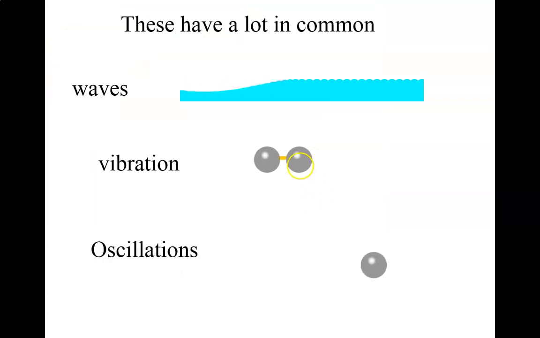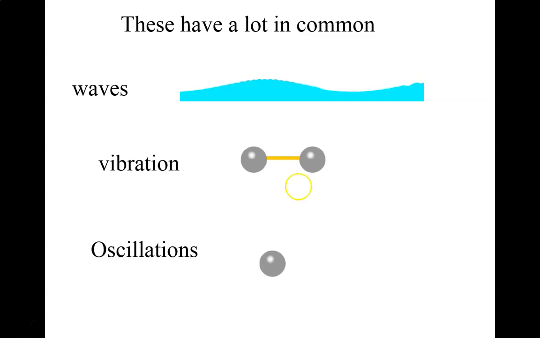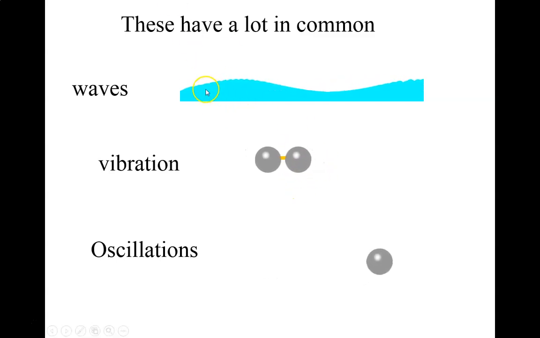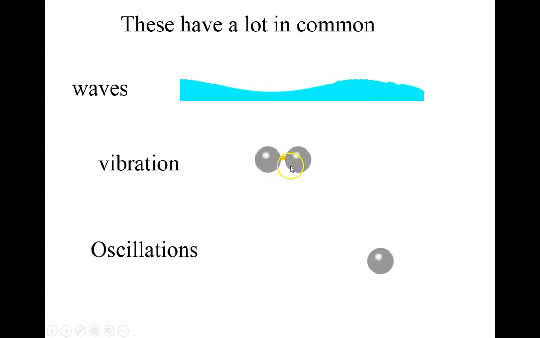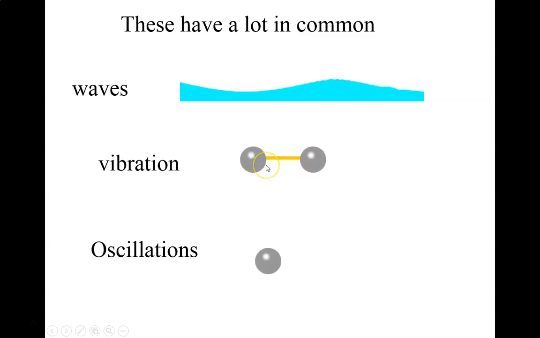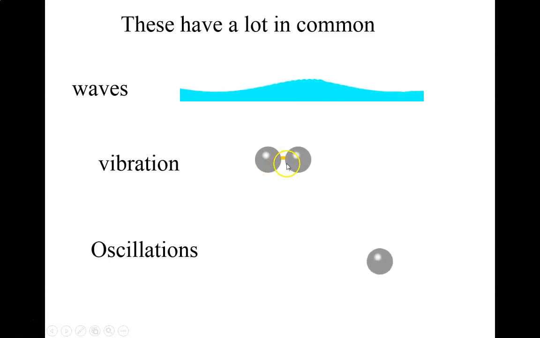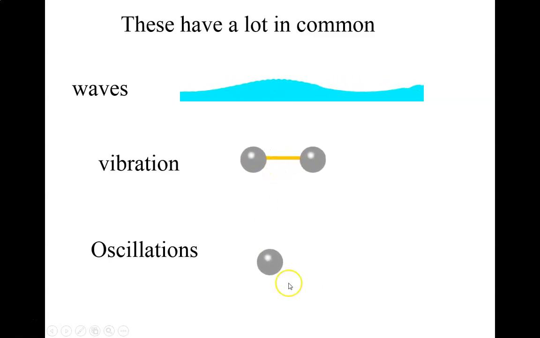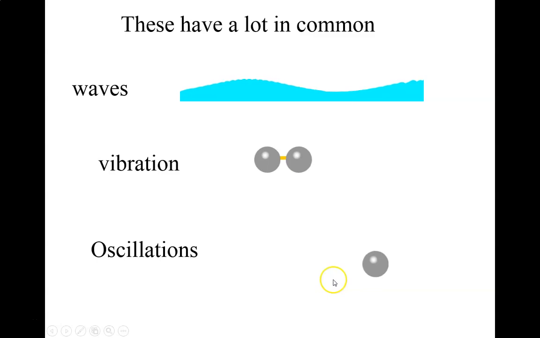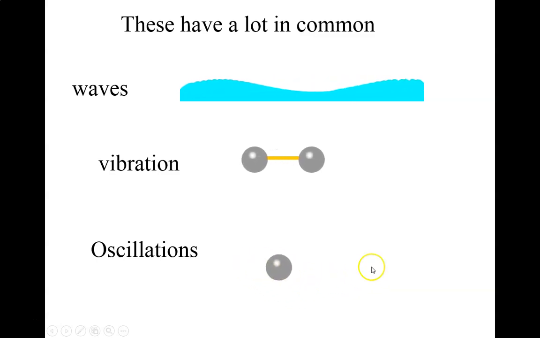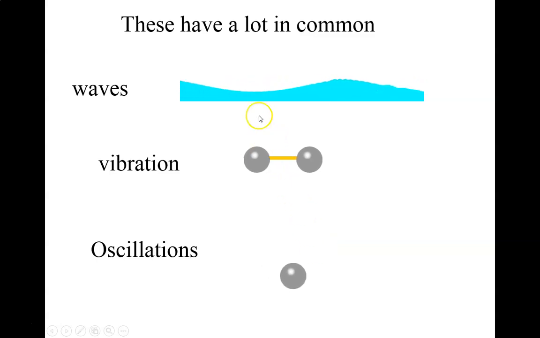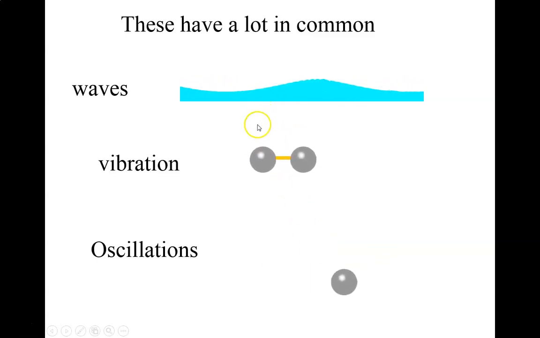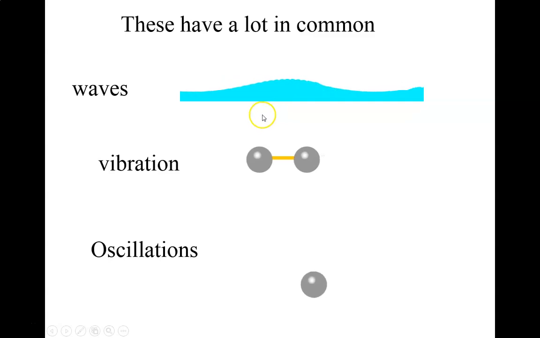So we're going to be looking and applying a lot of what we learned to waves, which we can think of as an ocean wave, vibrations, which we can think of as the atoms in your body, or two masses attached by a piece of rubber, or an oscillation, which would be an example of something swinging back and forth like a pendulum. They all have a period and a frequency, and we'll get into some other similarities and differences.